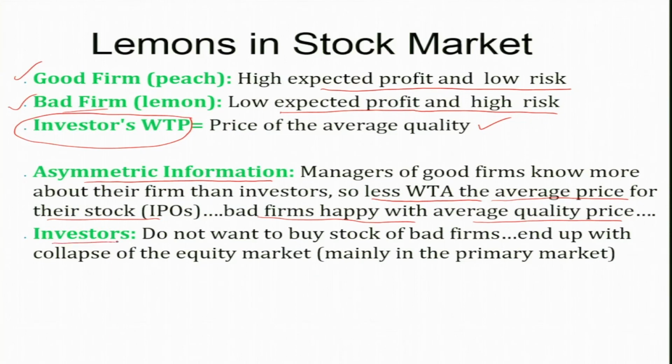Then how about the investors? They do not want to buy stock of bad firms, obviously, right? They want to earn dividends, and they also want to earn capital gains in the future. So they do not want to buy the stock of bad firms. So actually this market will be overrepresented by bad firms. This market is going to be only with the bad firms.